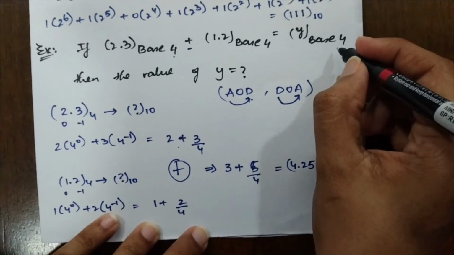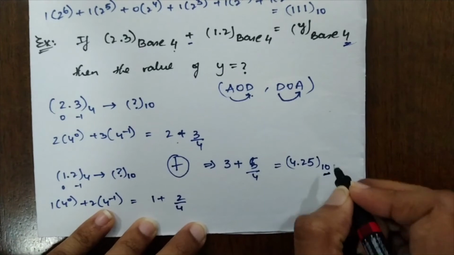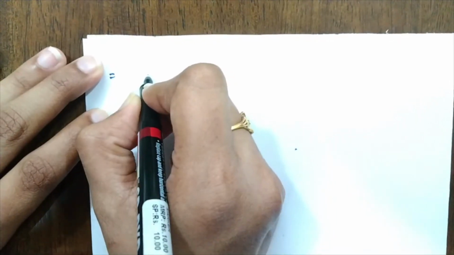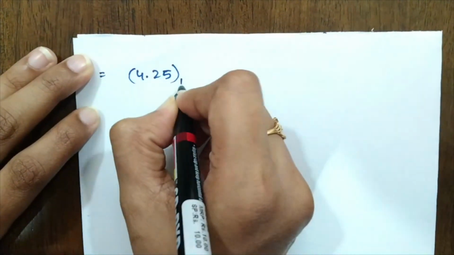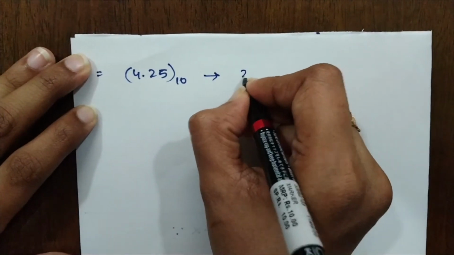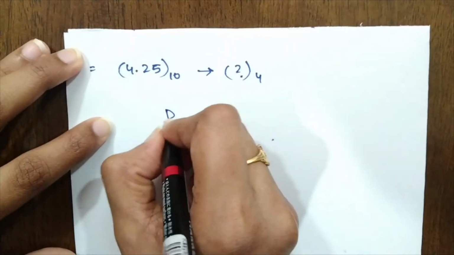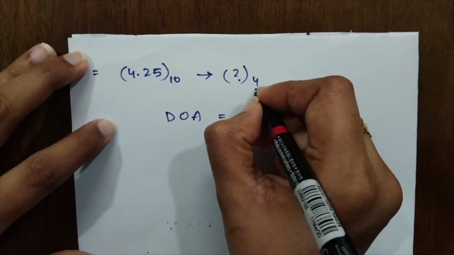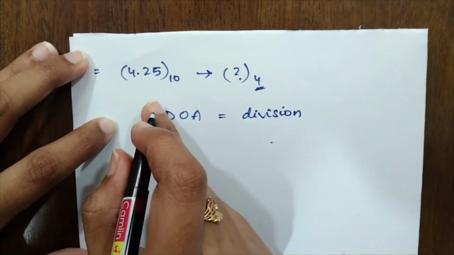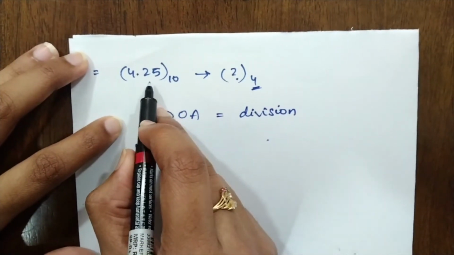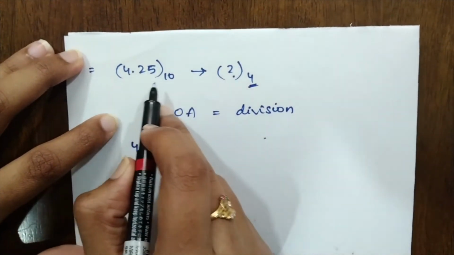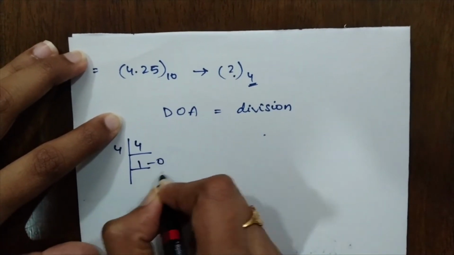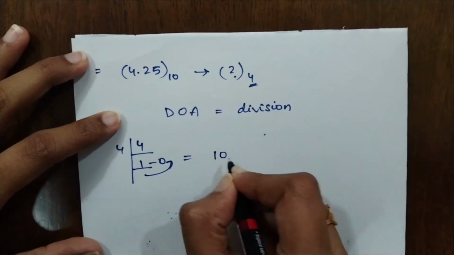Now convert back into its base 4. Now we'll be using decimal to any other. So now we have the value 4.25 in its base 10, which needs to be converted into its base 4. Here, decimal to any other, you will be doing division. Division with what? With its base. Now 4, consider only the integer part. Okay, don't get confused while using even the decimal points. For the decimal we have another method. So 4, 1 and 0. If we traverse up, it is equal to 10 dot.